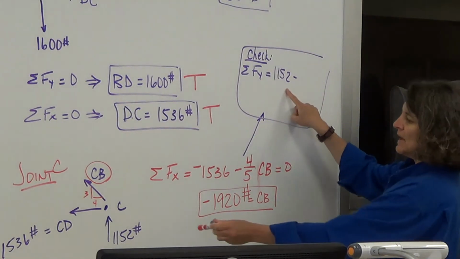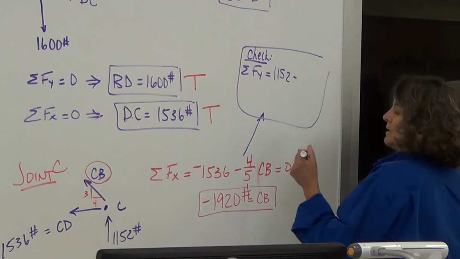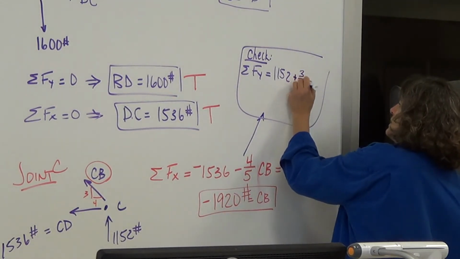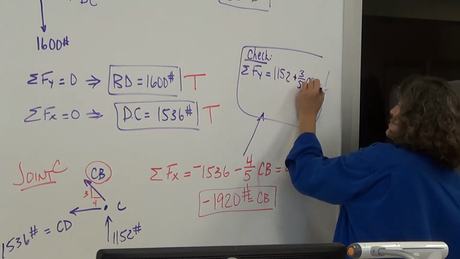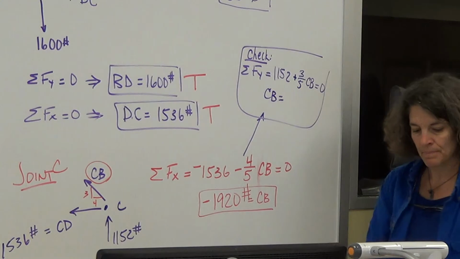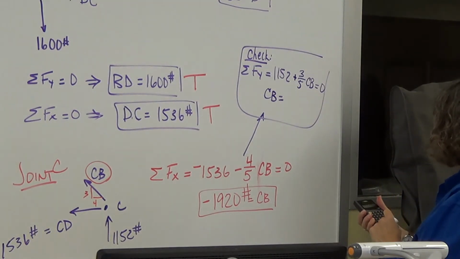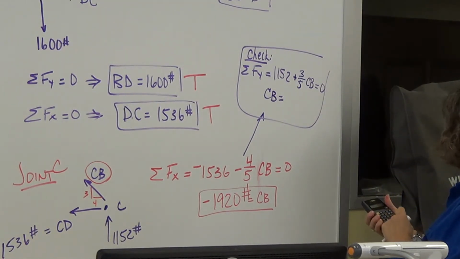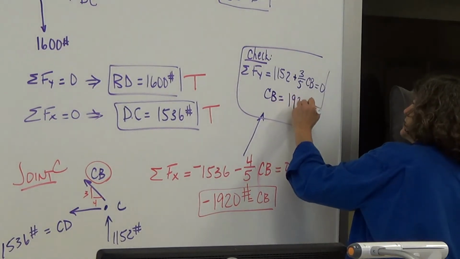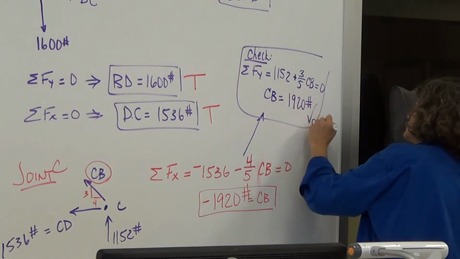Sum of the forces in the y, 1152 plus 3/5 of CB equals 0. And what does CB turn out to be? 1152 times 5 divided by 3. 1920. So it checks.